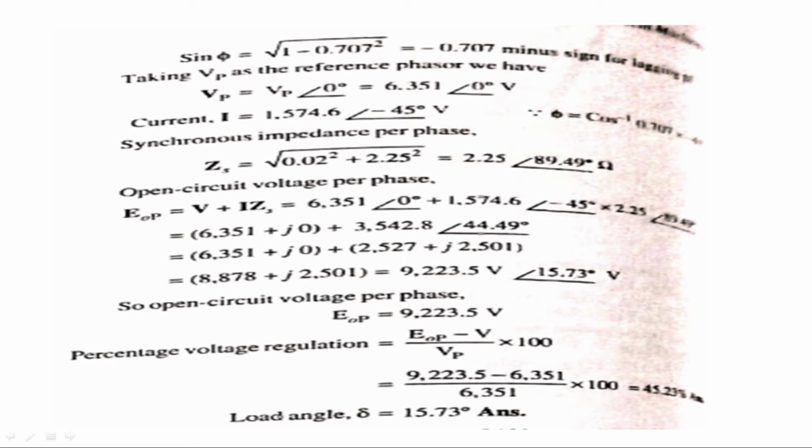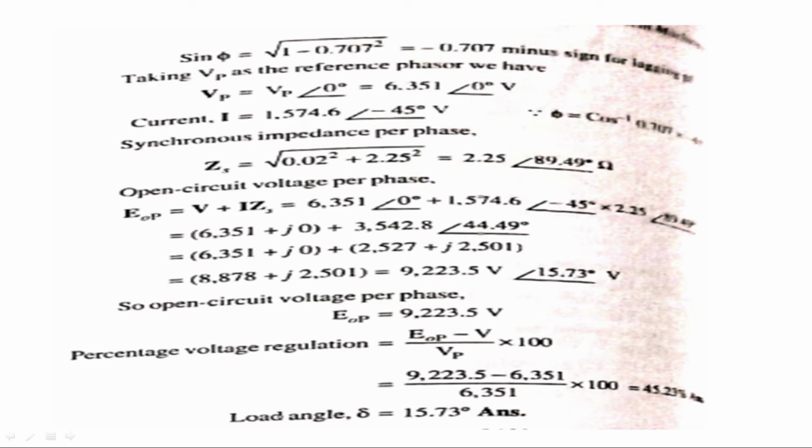Taking Vp as a reference phasor, Vp is equal to Vp angle 0, that is 6351 angle 0, and current I equal to 1574.6 angle minus 45 degrees amps, because phi equals cos inverse of 0.707, and the phi value we got is minus 45 degrees. So I am writing the value of phi here as minus 45 degrees.